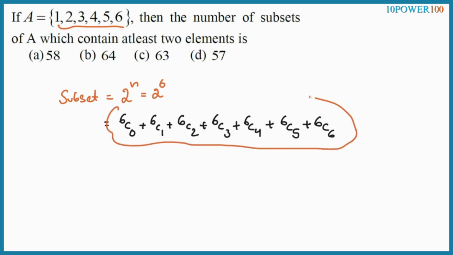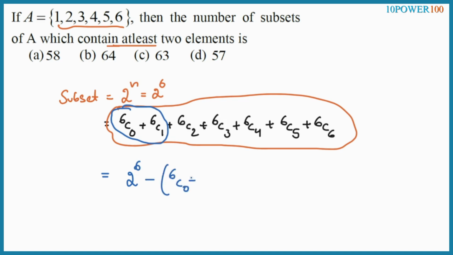This is to find the total number of subsets. But here they asked for at least 2 elements. At least 2 elements means we have to remove this part, right? These two we don't want. So the calculation I'm going to use is the top formula: 2 power 6 minus (6C0 plus 6C1). What is the meaning of this? 2 power 6 is the total number of subsets. In that I am going to remove the subsets containing 0 elements and the subsets containing 1 element.